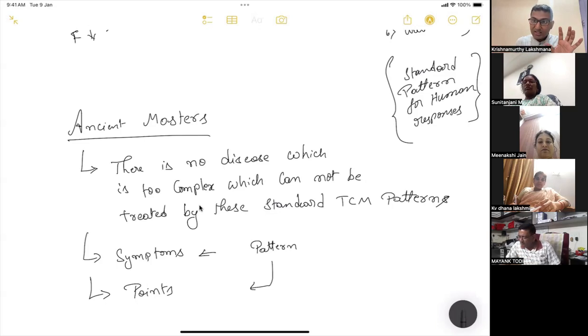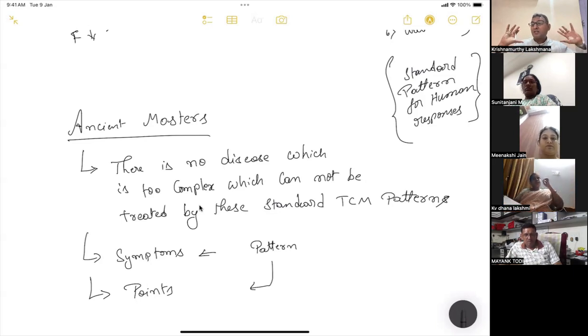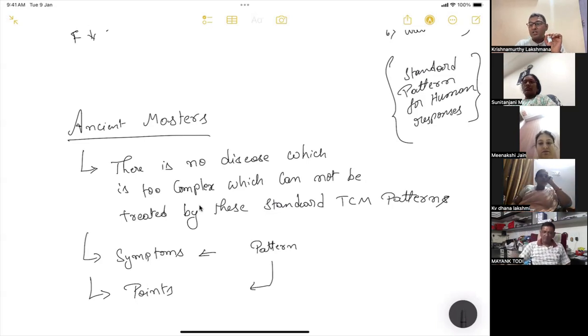I have to understand the symptoms, see which pattern has these symptoms, and for those symptoms, there is a set of points which I just have to apply. If I can do this much, I am already a 60-70% high quality therapist. If I can do only this much, I have already become a good therapist. I can say 60 to 70%.